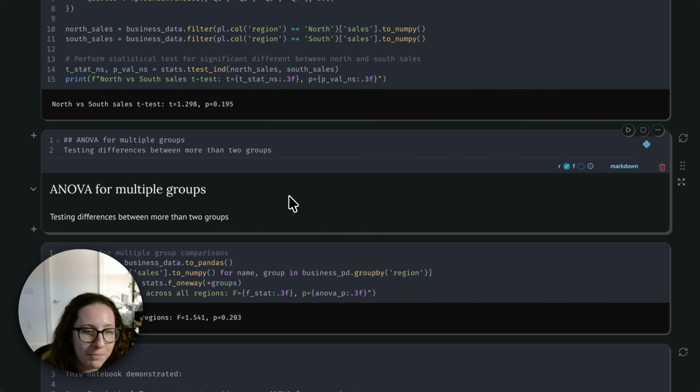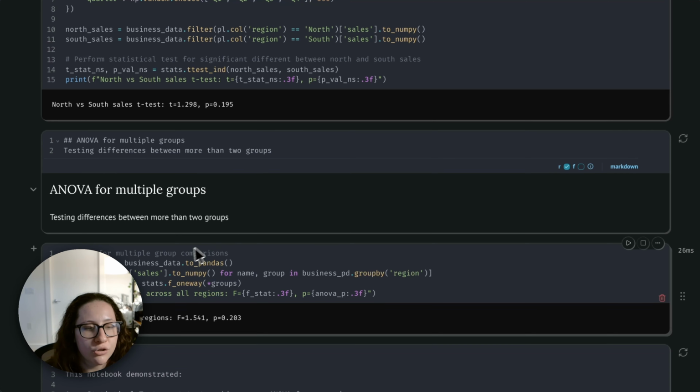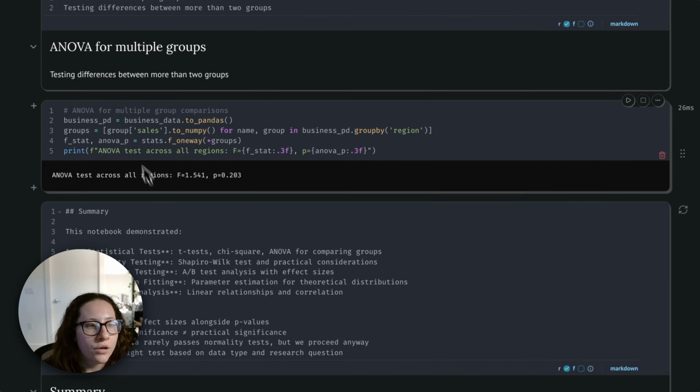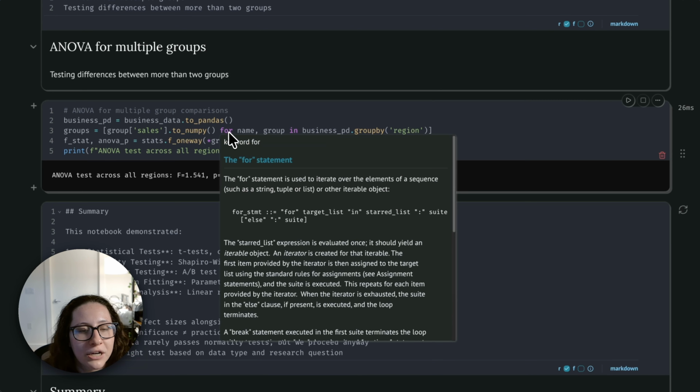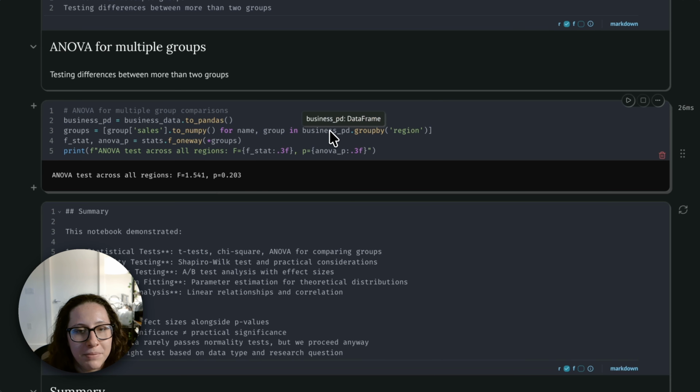This is where we're going to be using pandas because it's just easier to work with the ANOVA testing functions when you're using pandas. We're going to use the same business data that we generated above, and we're going to say business PD equals business data dot to pandas, and then we can take the groups of different sales to NumPy using this loop here where we're going to say for each name and group in the business pandas data frame, we're going to group by region, and now we have an array of groups, north, south, east, and west.